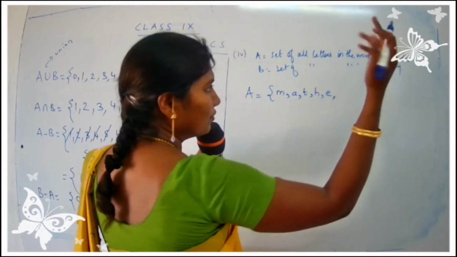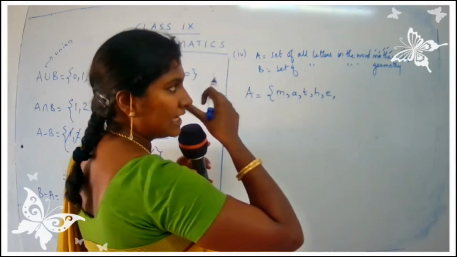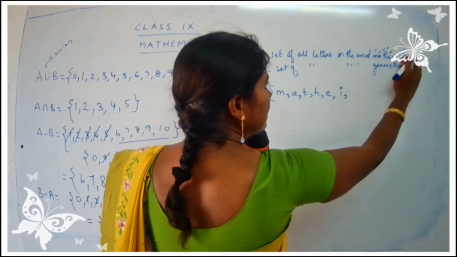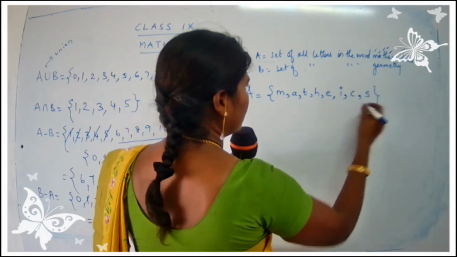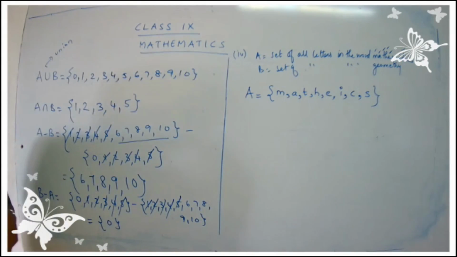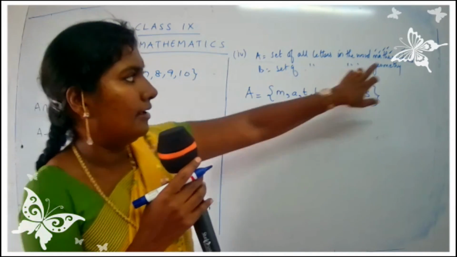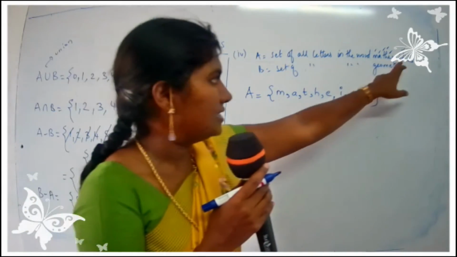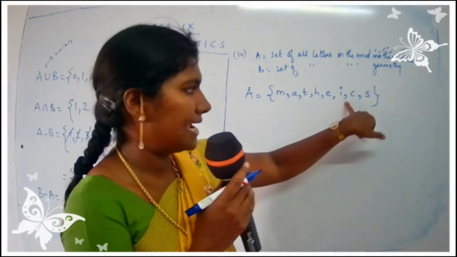M is repeated, so no need to take. A is repeated, no need to take. T is repeated, so no need to take it. Then I, C, S. So M, A, T, H, E, I, C, S. Let's check it. M is already written over here. A is already taken down here. T is already taken down here. So I, C, S.